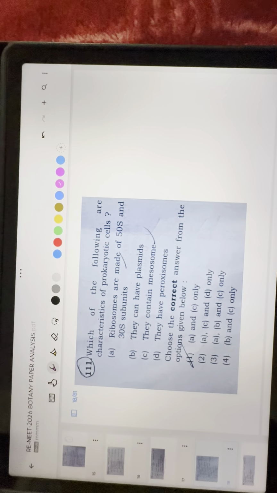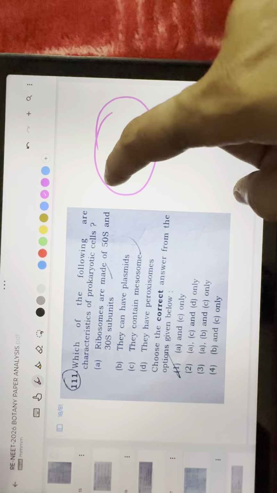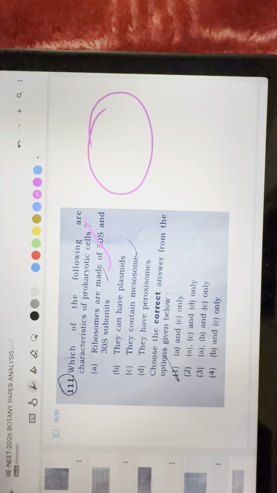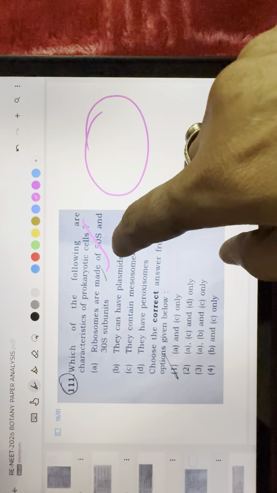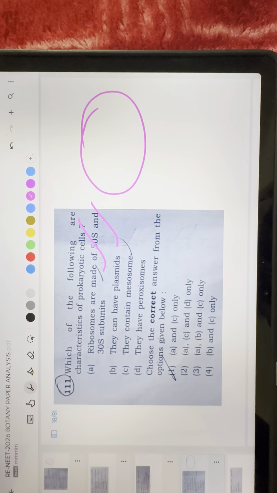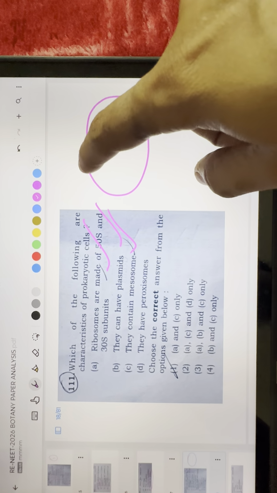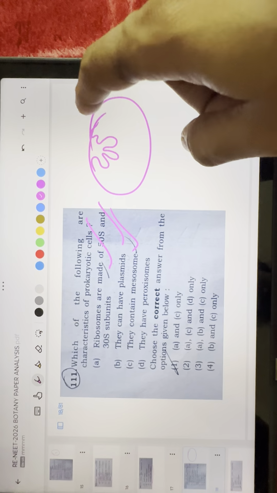Which of the following are characteristic of prokaryotic cells? That is, in the bacteria, ribosomes are made up of 50S as well as 30S subunit. Correct? They can have the plasmids. Correct. Extra chromosomal circular double stranded self-replicating DNA. And they contain the mesosomes, like infoldings of the membrane.